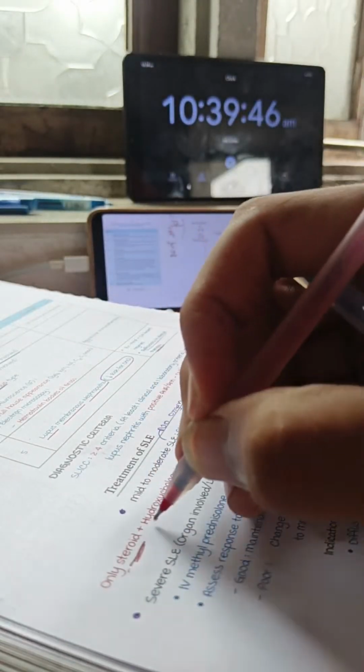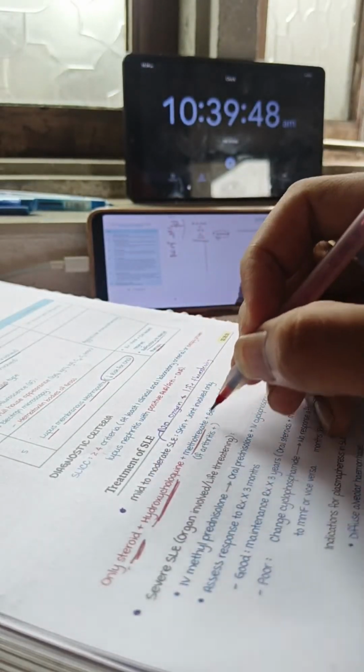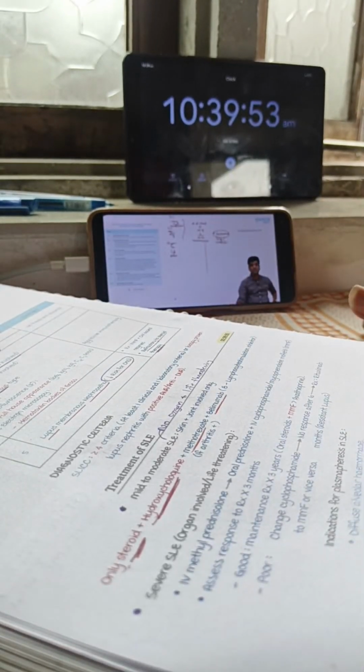This is more than enough. And Mbbs is another drug that has been approved. Mbbs is a B lymphocyte stimulation inhibitor, so it can be tried. Methotrexate can be tried when there is arthritis. Oral steroid and HCQ are mandatory.